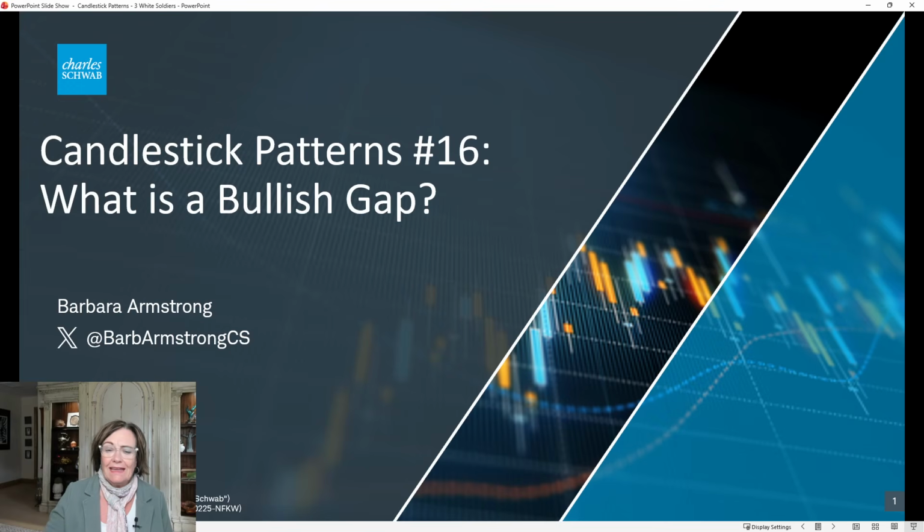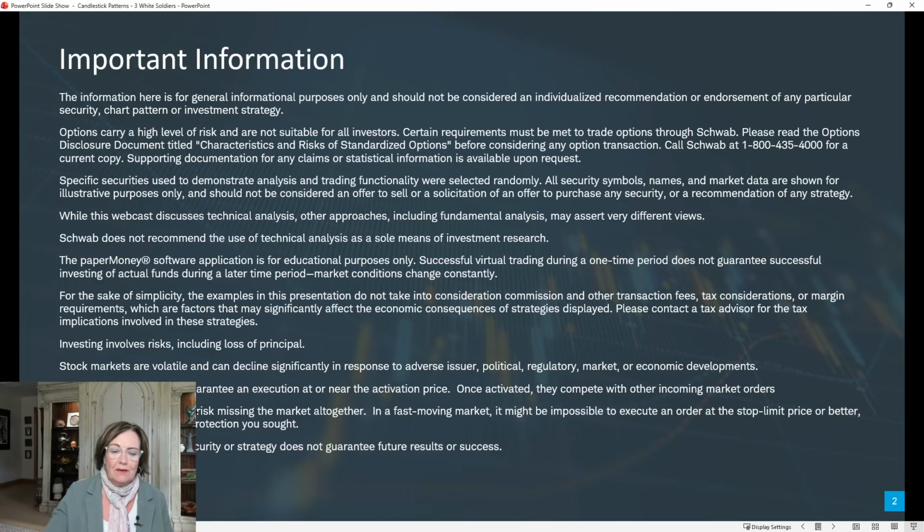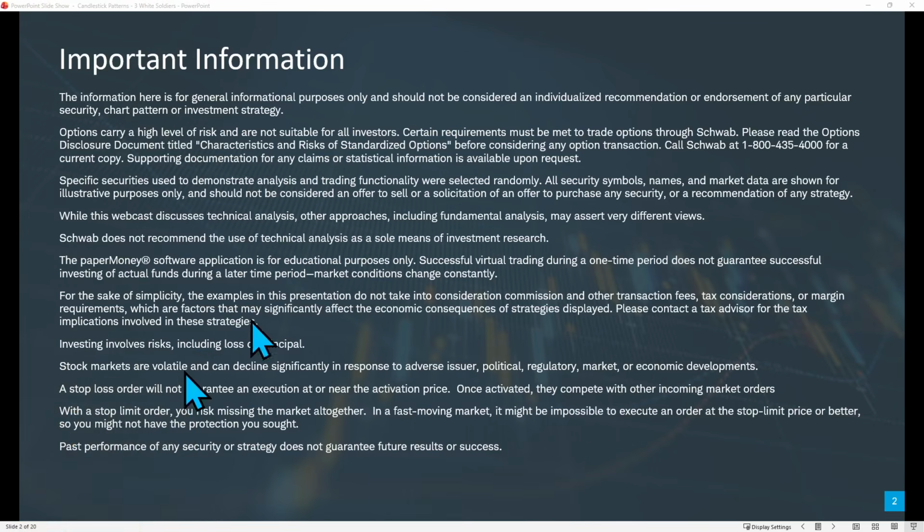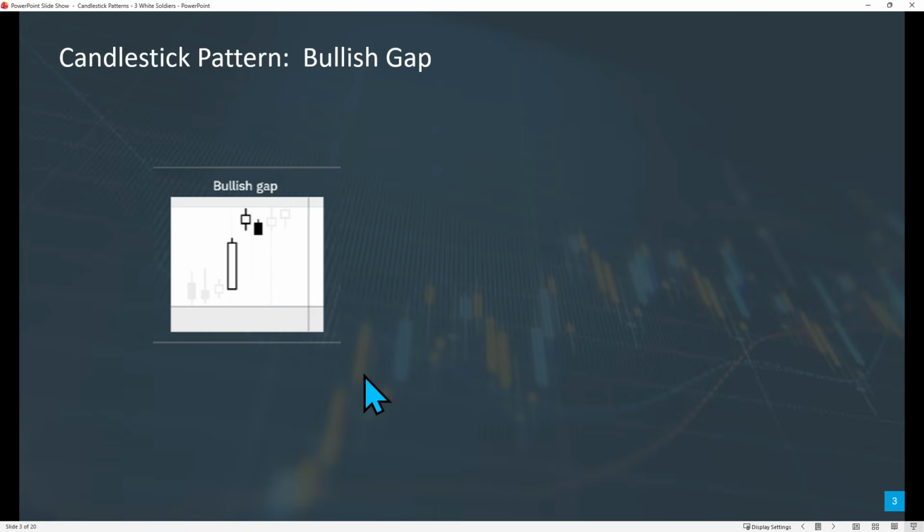Before we get into discussing our bullish gaps, I just want to remind you that this chart pattern is just for informational purposes only, not to be construed as a recommendation or endorsement of any particular stock or security, chart pattern, or investment strategy. The examples we'll look at today are on the paperMoney software application on the thinkorswim desktop platform. So we want to be aware of that as well.